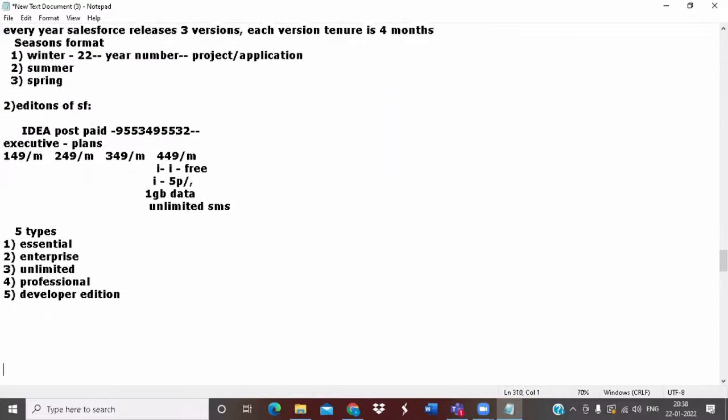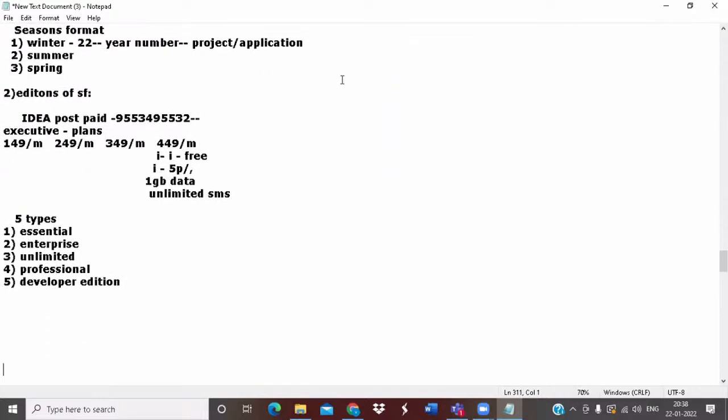Developer edition. Like that, Salesforce releases how many editions? 5 editions: Essential, Enterprise, Unlimited, Professional, and Developer edition. Among these 5 editions, the first 4 are what? Paid editions. Whereas the last edition, Developer edition, is the free edition. Clear all of you? Yes, sir. The free edition for us, and this is the edition we are using in the classroom.